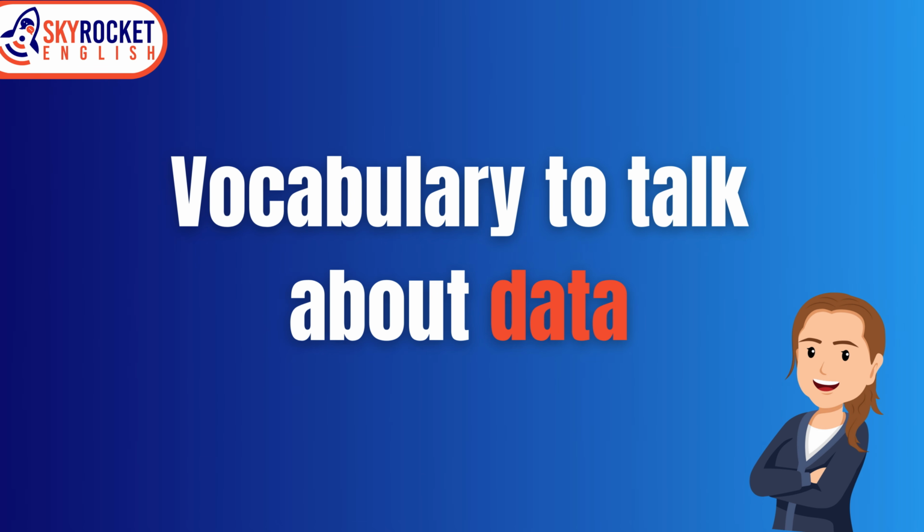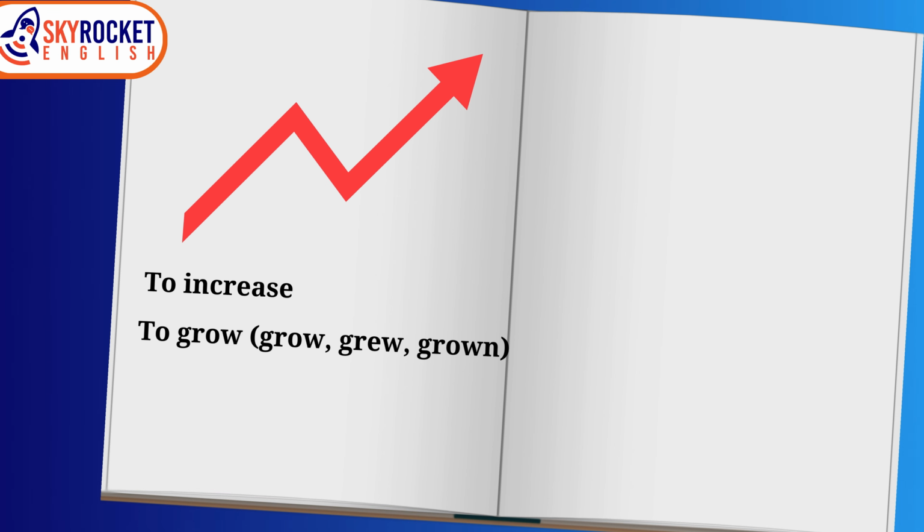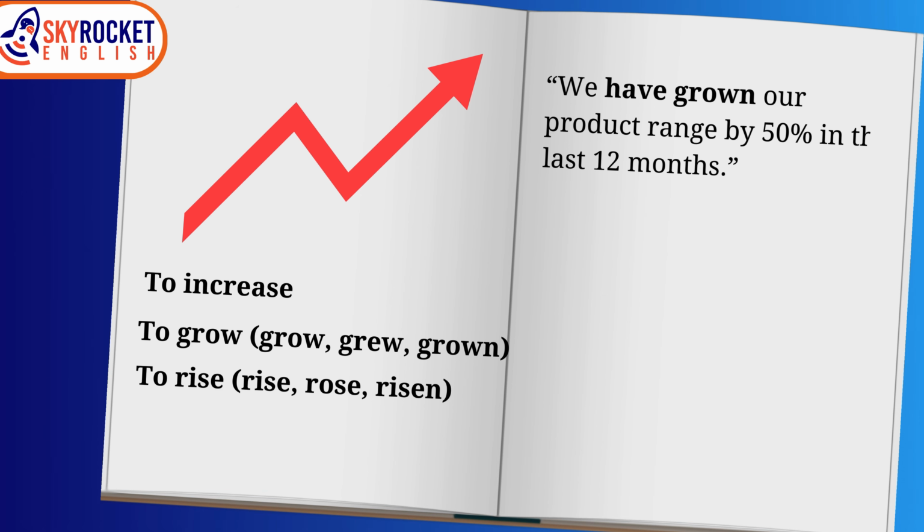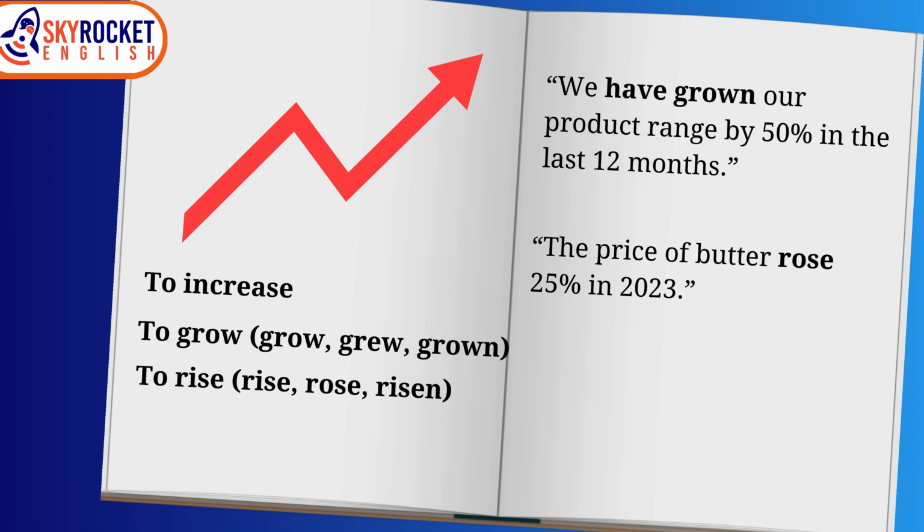Vocabulary to talk about data. Part 1. Increases. There are three main verbs which express the increase of something. These include to increase, to grow, and to rise. For example, we have grown our product range by 50% in the last 12 months. Or, the price of butter rose 25% in 2023.